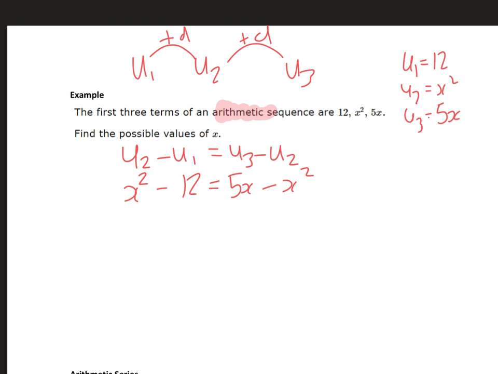Now if I rearrange that to make it a quadratic, I'm going to add x squared to both sides and take away 5x. And now I've just got a quadratic, which again I can just use my calculator to solve.